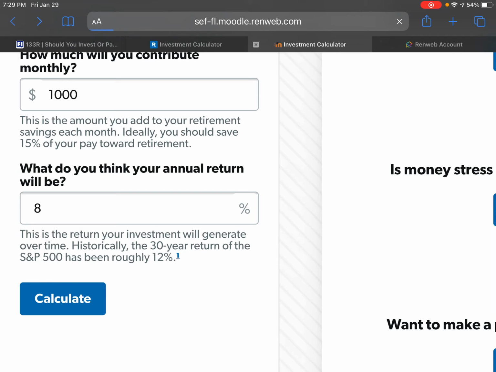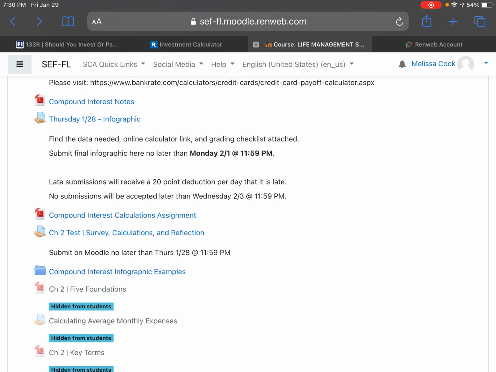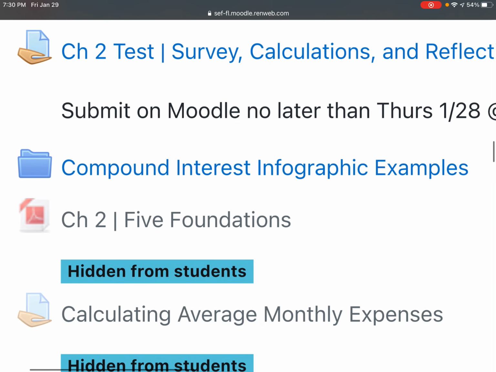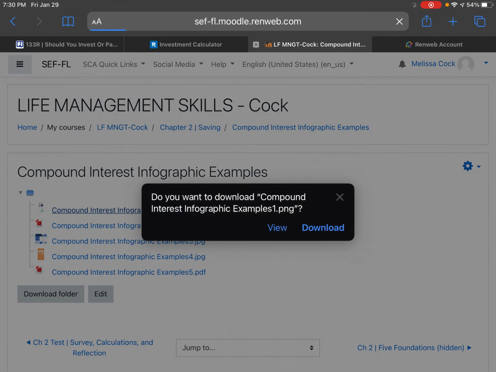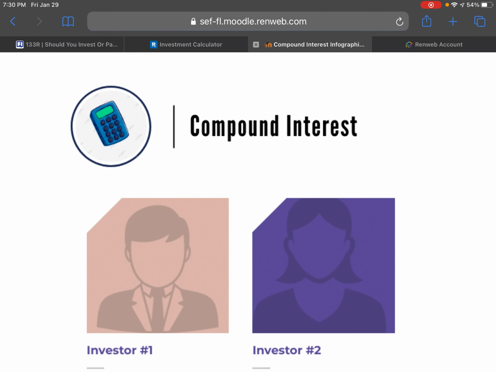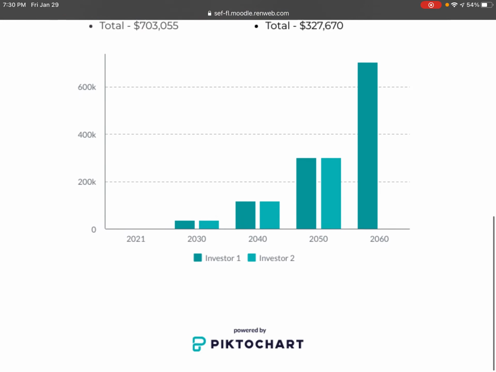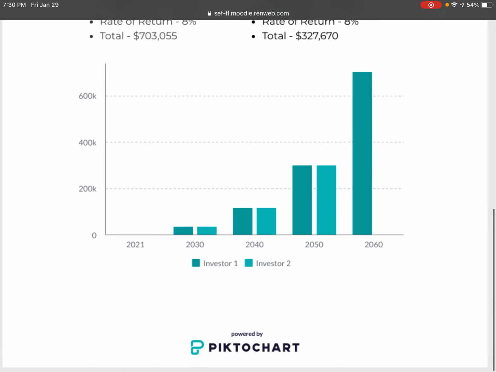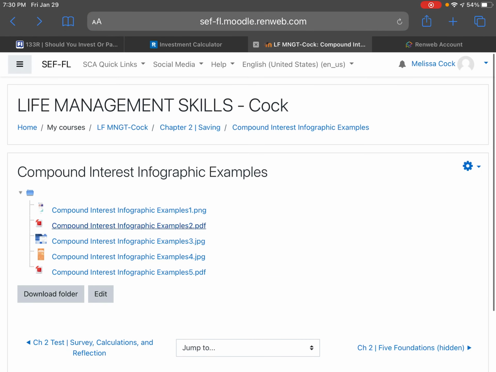And on Moodle, I have uploaded for you. So I'm going to go back to chapter 2, just the main chapter 2 page. And right down here, you have a folder called Compound Interest Infographic Examples. And these are examples from actual students that I have had when I've done this assignment that they've created. Again, they have everything I've asked for. You can even see at the bottom, this person used Piktochart. But this is a phenomenal example, and the examples I've provided are good examples.